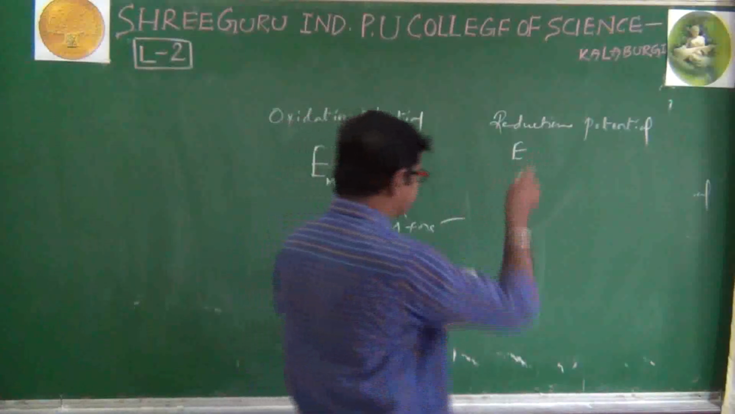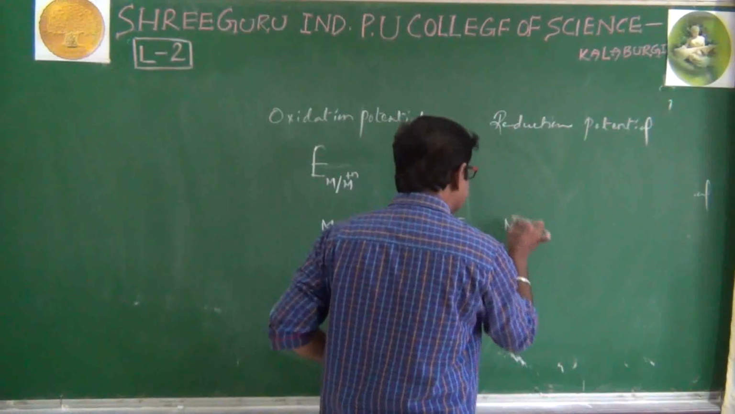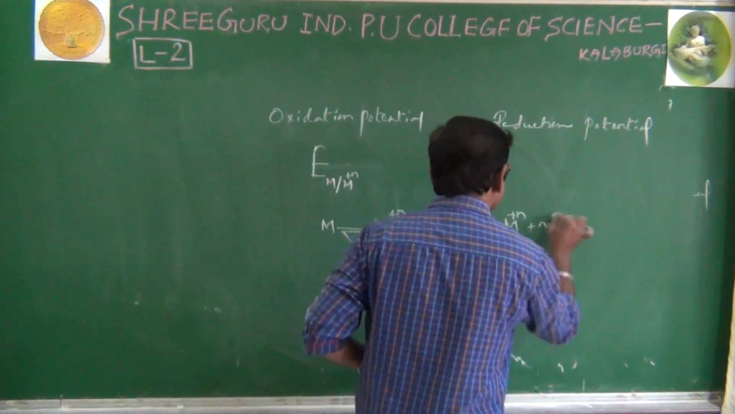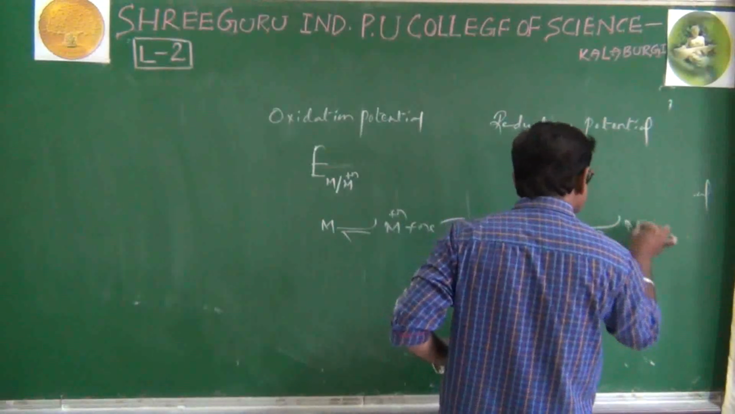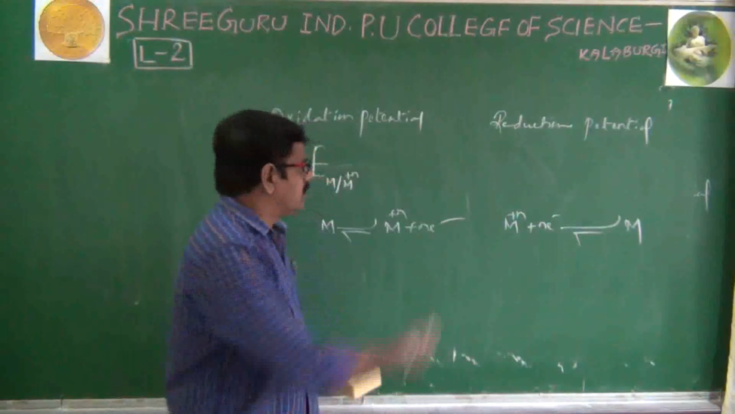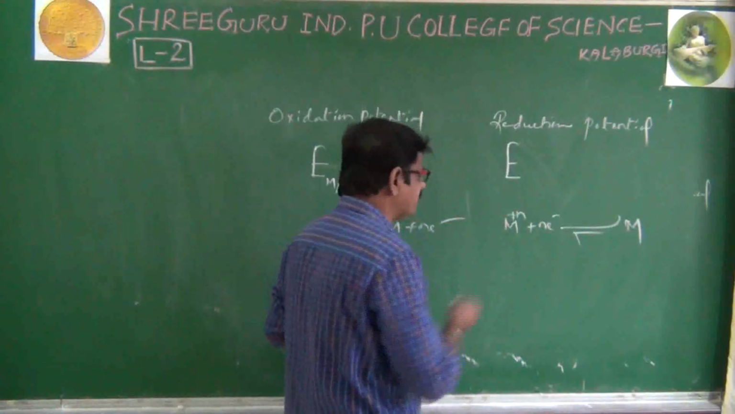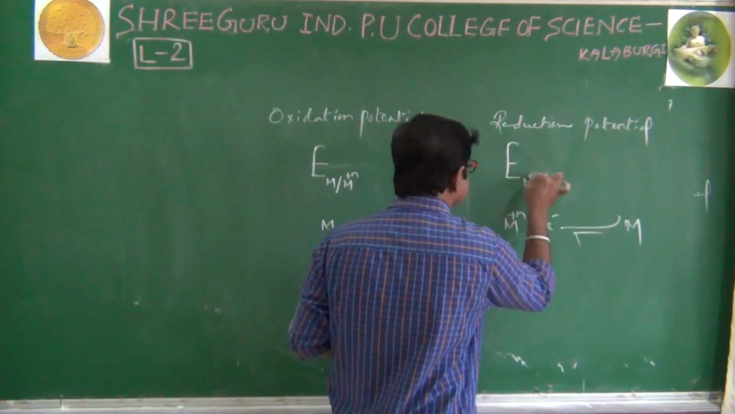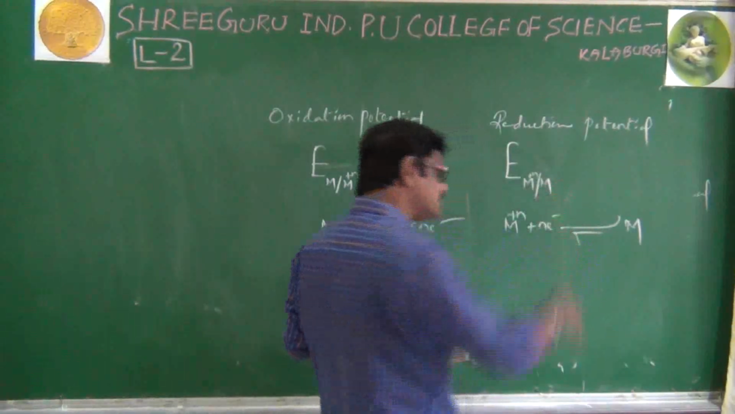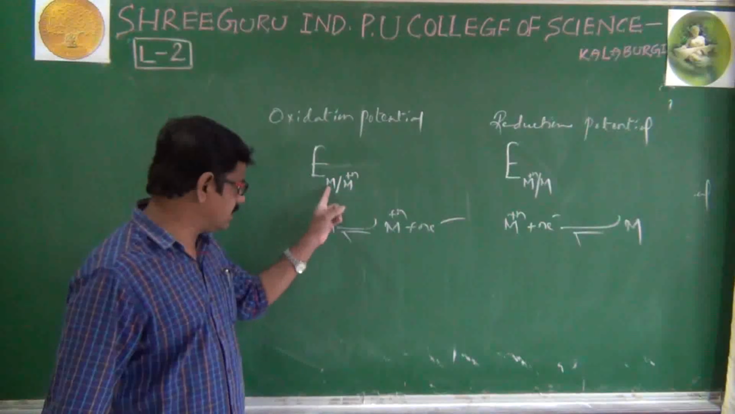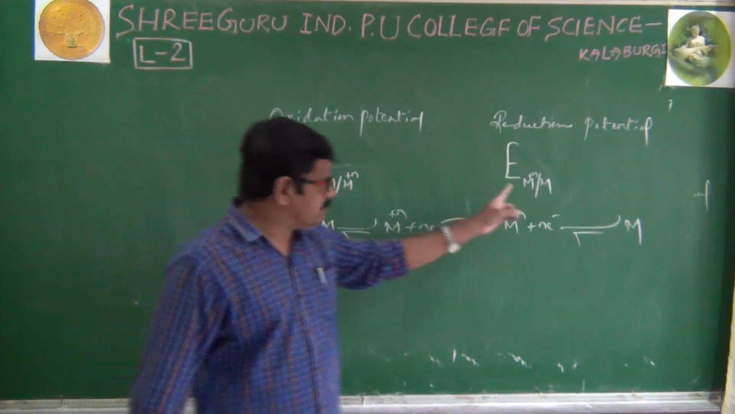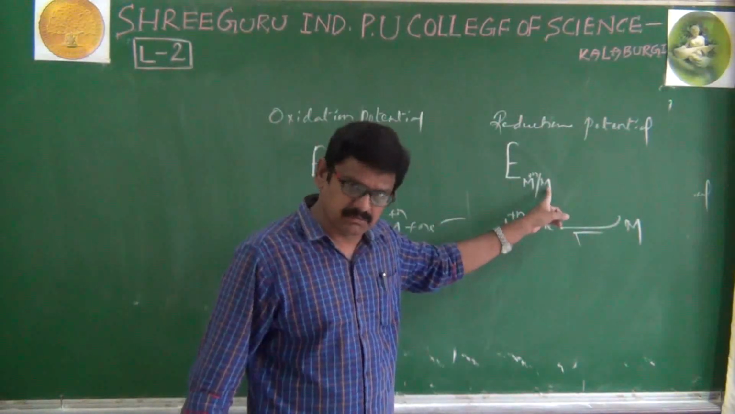Come here, reduction potential. In reduction, what happened? Metal ions, by taking electrons, are converted to metal. Now, how to designate here? E, here base point we have to write M^n+ oblique M, that's it. Here metal has converted to metal ion, here metal ion has converted to metal.